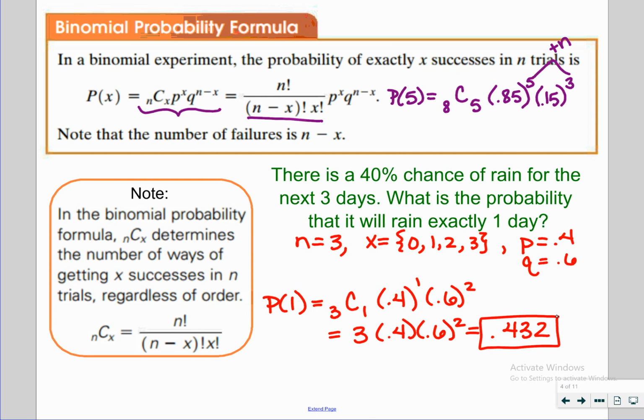So if I want to calculate the probability of rain for 1 day, it's 0.6 times 0.6 times 0.4, but the 0.4 could go 3 different places. It could be on the first day, the second day, or the third day. So that's why we end up multiplying by 3, that combination that does that for us. Any questions? Okay.